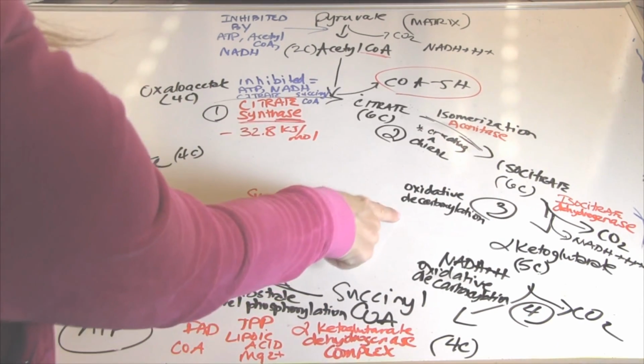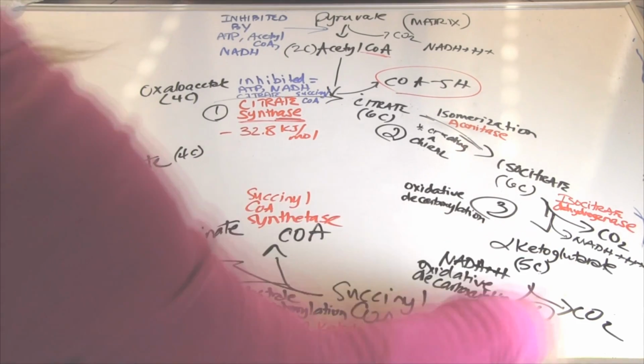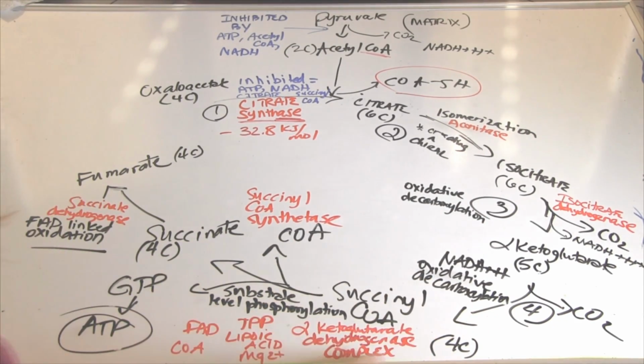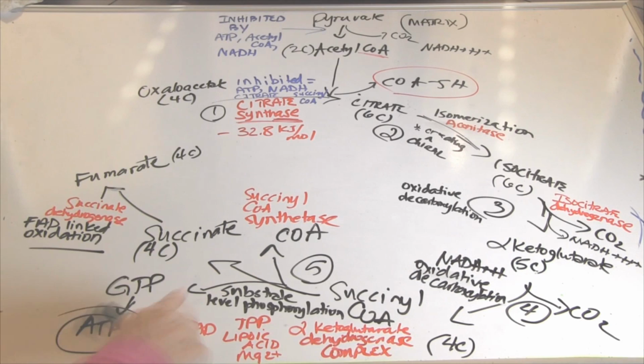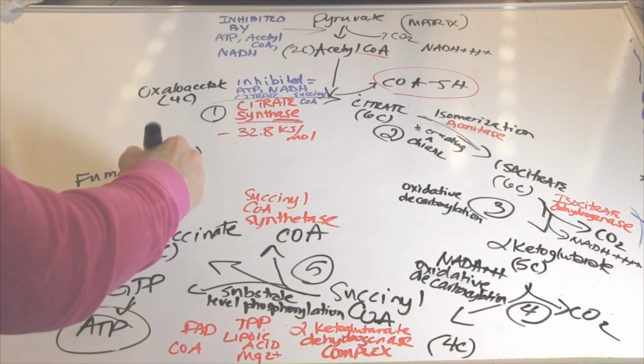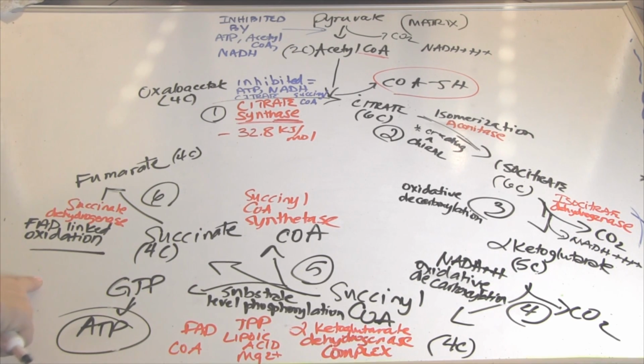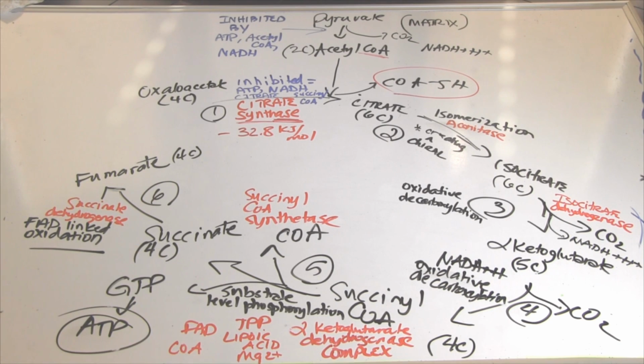Okay, so step 3 is an oxidative decarboxylation. Step 4 is an oxidative decarboxylation. Step 5 is a substrate level phosphorylation. Step 6 is a FAD-linked oxidation. There's no more decarboxylation. The decarboxylation steps were here and here, steps 3 and 4.